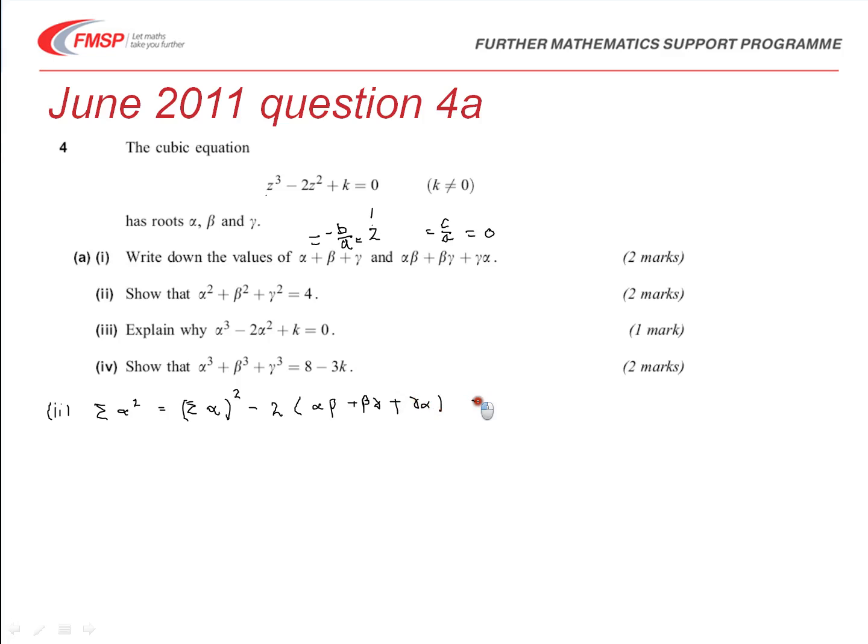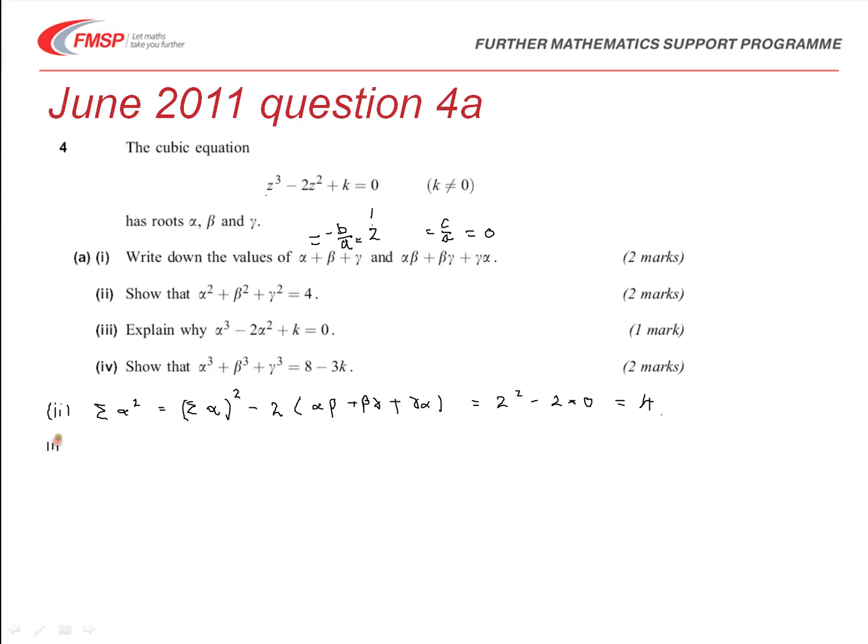And since we know the value of the sum of the alphas is 2, we know this value therefore is going to be 2 squared minus, well, on this other part we know is twice 0, because that was also a value we worked out in part 1 of the question. And so we get the answer of 4 as required.